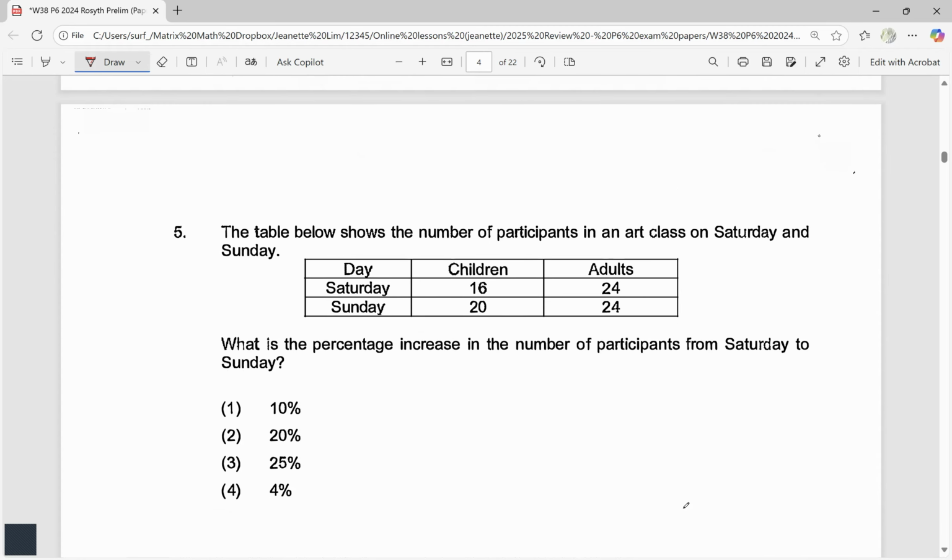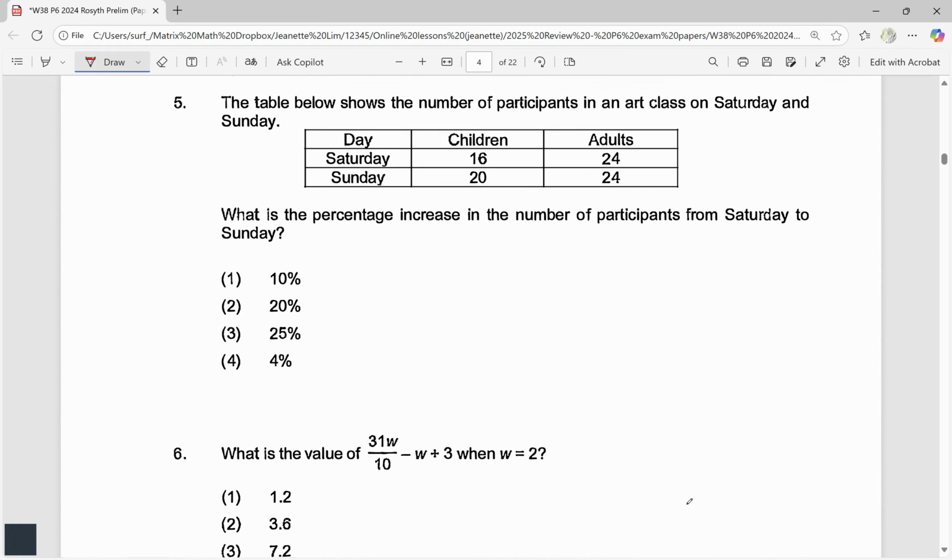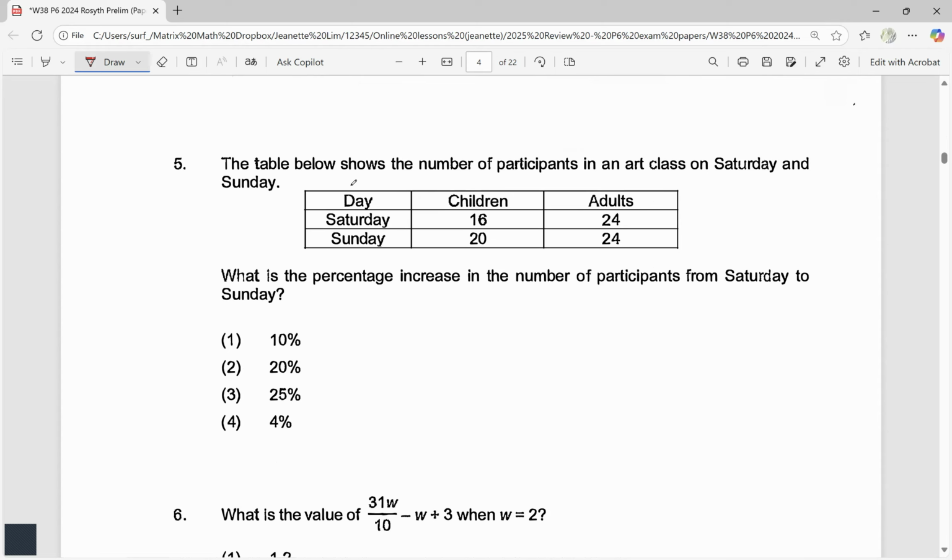Question number 5. Table shows the number of participants in an art class on Saturday and Sunday. What is the percentage increase in the number of participants from Saturday to Sunday? So we're looking at the total number of participants and the increase. So the total for Saturday would be 16 plus 24, which will give us 40. Then we have 20 plus 24, which will give us 44.